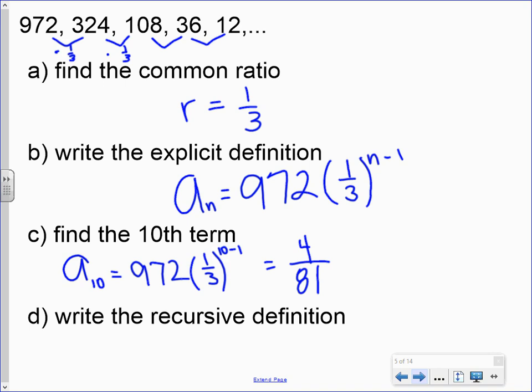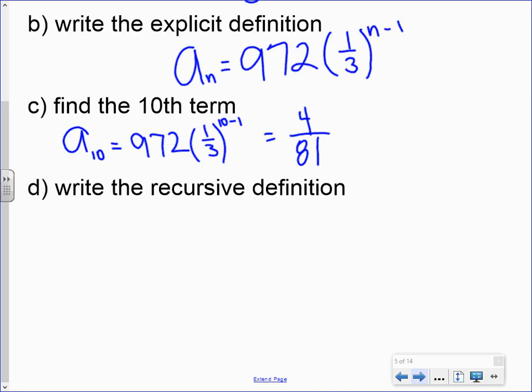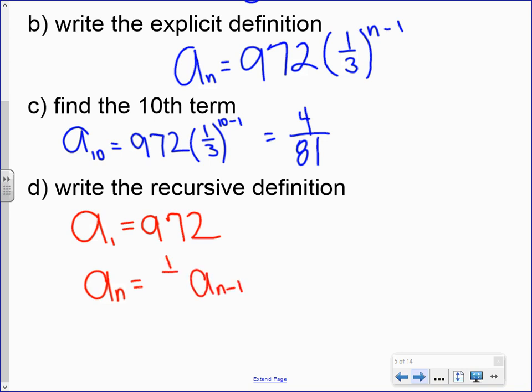Okay, recursive definition. Remember, the first term has to be defined. Then the nth term has to be defined. What's happening from term to term? If I have the first term, how do I get to the second term? We multiply by 1/3. So we take the previous term and multiply by 1/3. That would be our recursive definition.